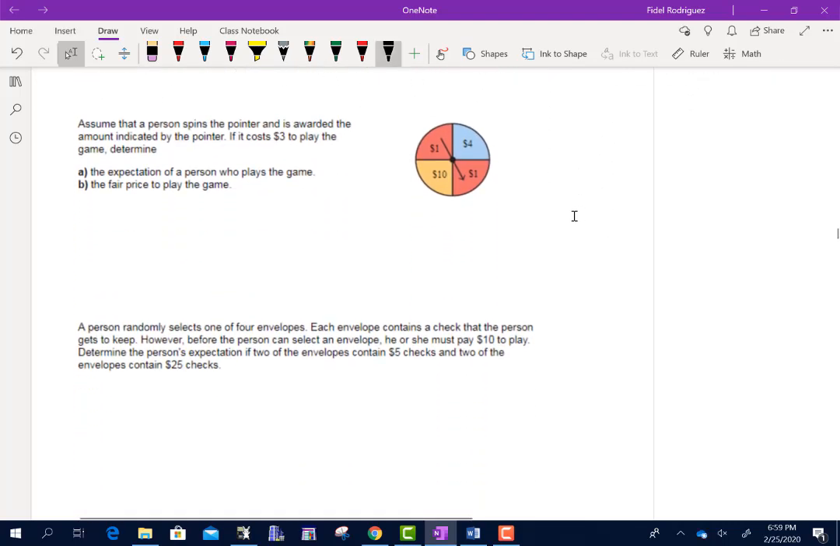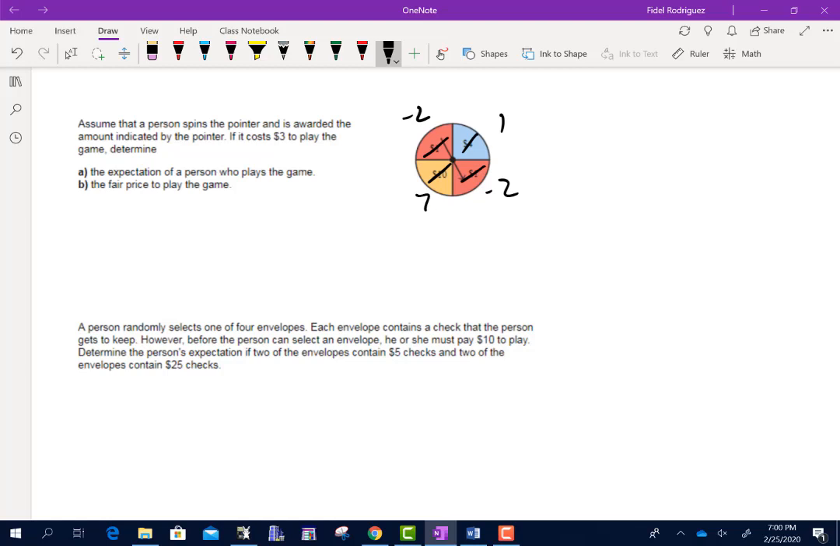Alrighty. Let's try the next one here. It says, assume the spinner spins a pointer and is awarded the amount. It costs $3 to play the game. Determine, again, expected value and fair price. So remember, it's going to cost us $3. So I'm not really going to win $1 here. I'm actually going to lose $2 on those. And I'm not really going to get $4 here, I'm only going to get $1. And here I'm going to get 7.